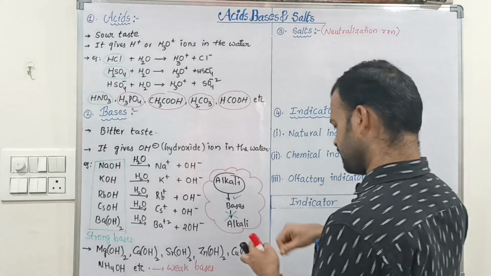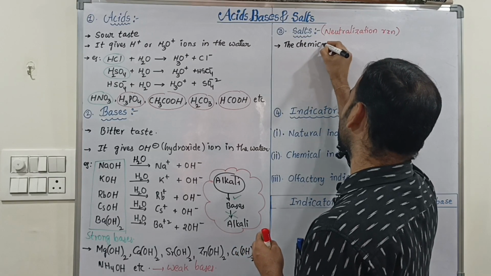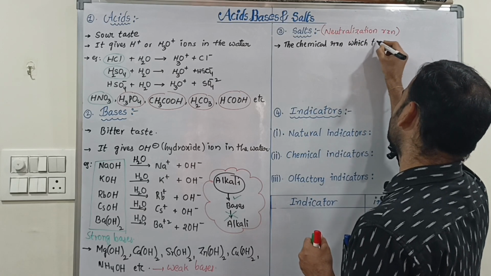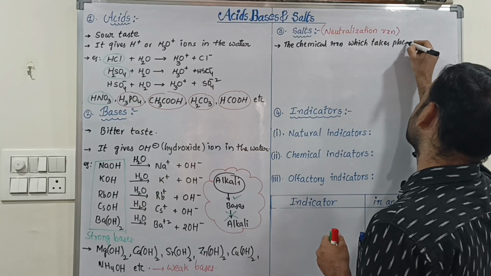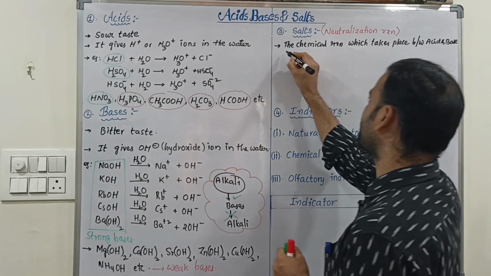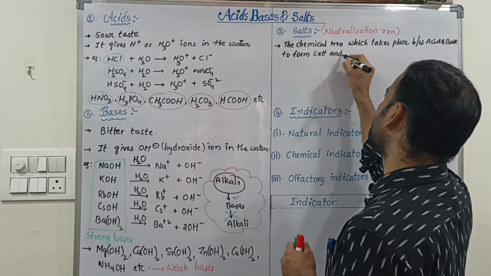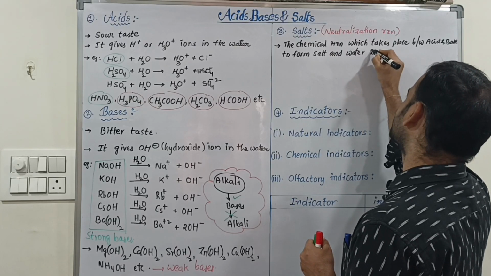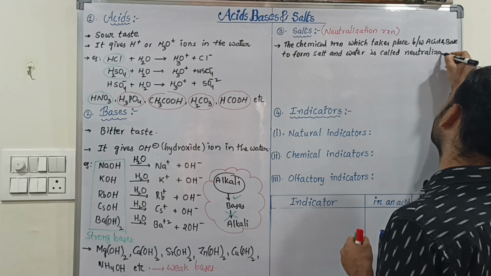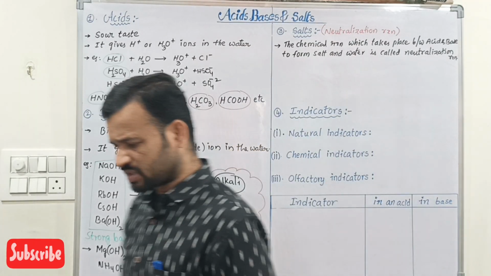Neutralization reaction means the chemical reaction which takes place between acid and base to form salt and water is called neutralization reaction. So how many types of salts are possible here?